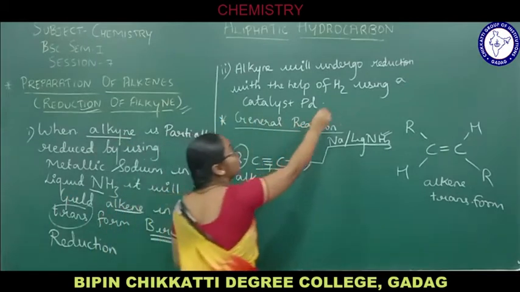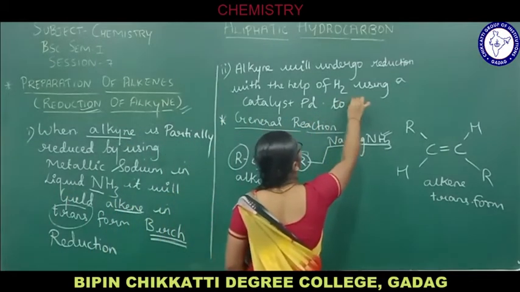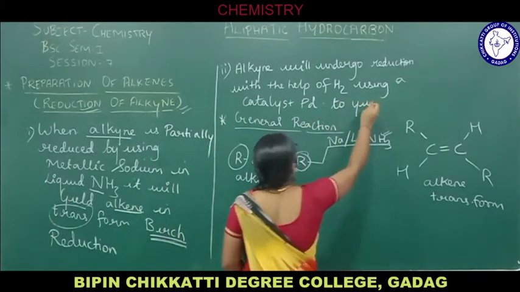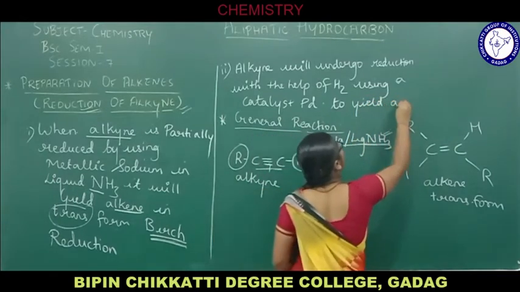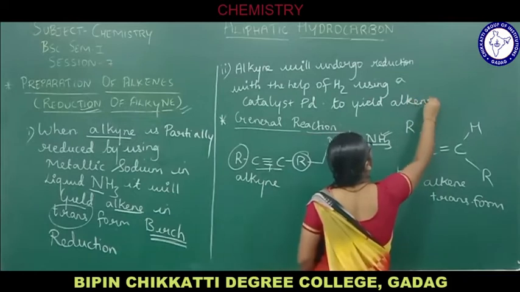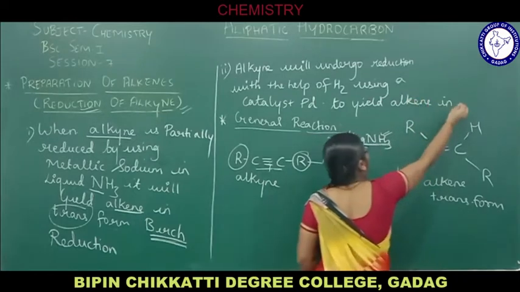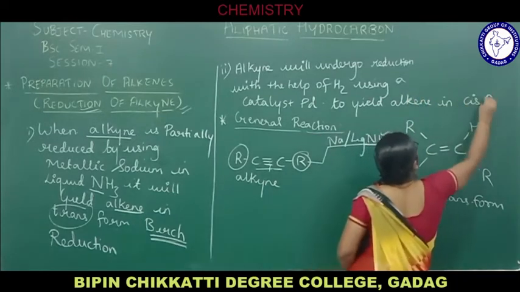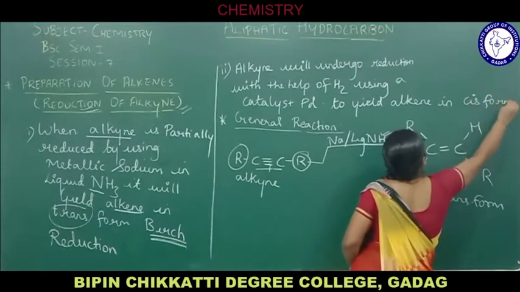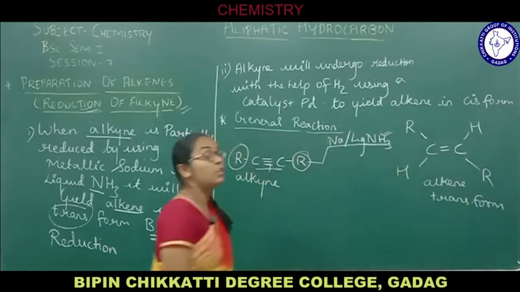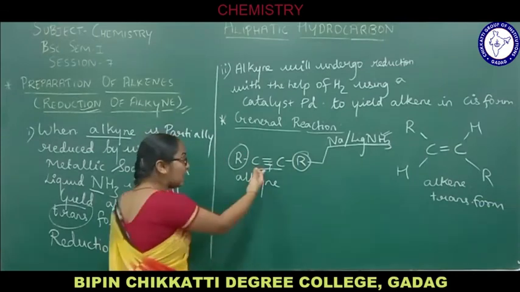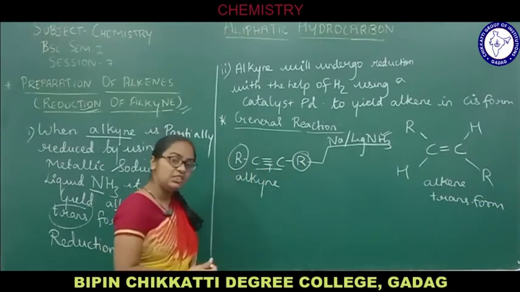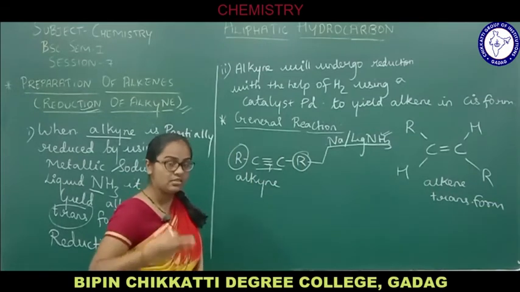So in order to yield the product called alkene, in cis form, basically in cis form, right? So in cis form the product will be formed. So what is the meaning of the word cis form? How does that alkyne undergo reduction by using hydrogen in the presence of a catalyst?